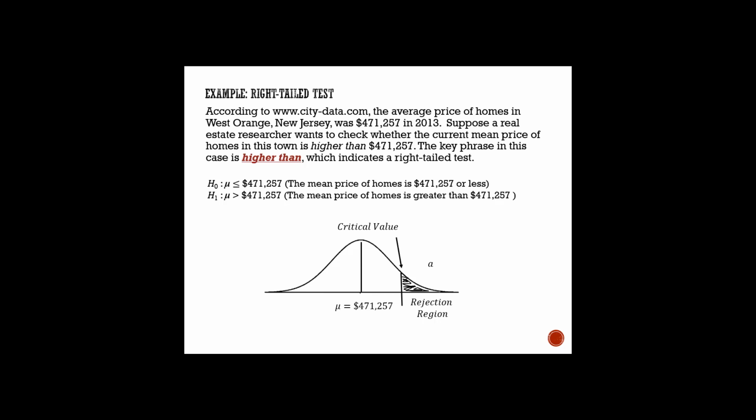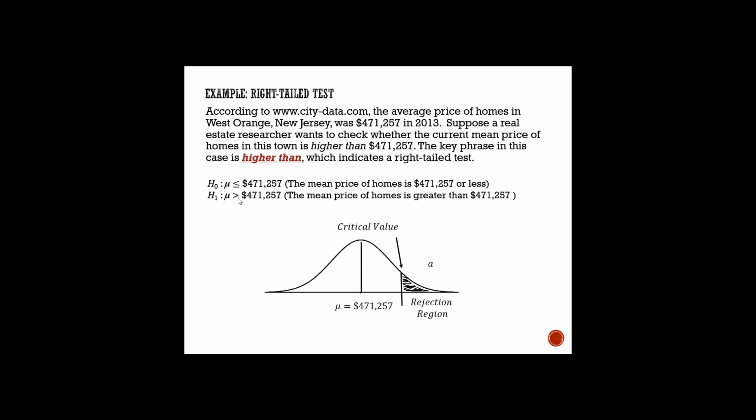Now, according to this website, the average price of homes in West Orange, New Jersey was $471,257 in 2013. Now, there's a real estate researcher. He wants to check and see whether the current mean price of homes in West Orange, New Jersey is actually higher than $471,257. He's interested in knowing if the value of the houses has gone up. So the key phrase we've got here is he wants to know if it's higher than. That means the alternative hypothesis says, I believe the mean is greater than it used to be. The mean is greater than it used to be.